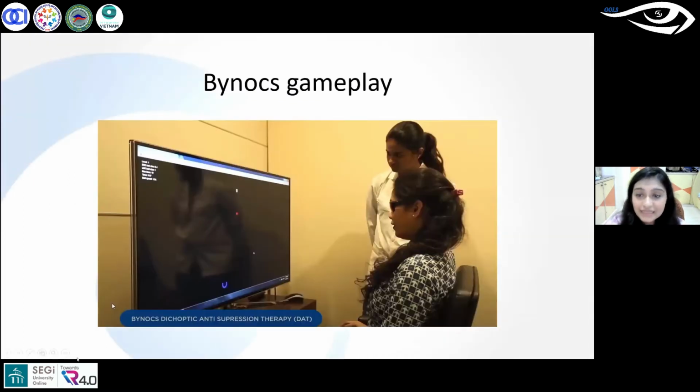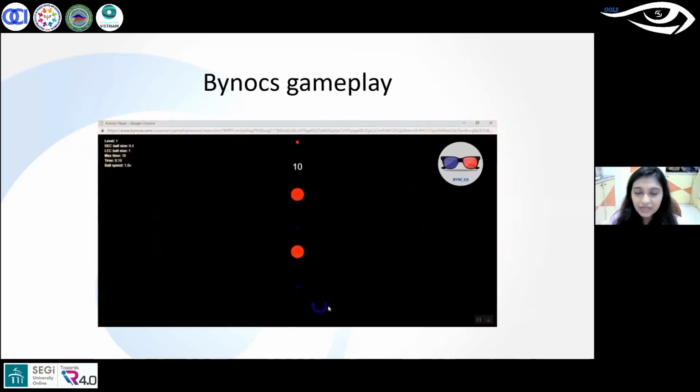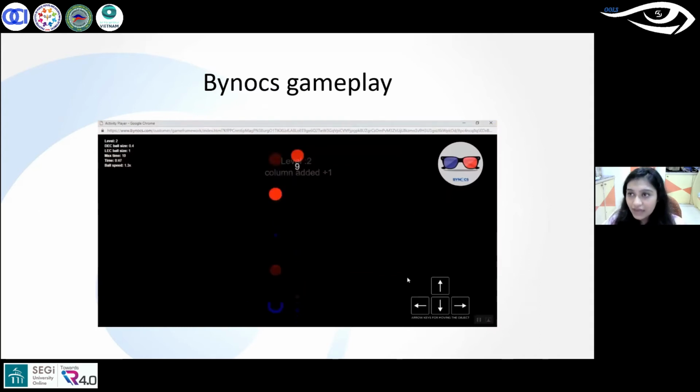Now, let's see this video of the different types of games we have in Binocs. As I said, for dichoptic anti-suppression therapy, we have different types of games. Let me show you what those games are. So this is the very first game. The patient will be wearing the anaglyph glasses on top of their correction, and they'll be playing this game. They have to catch the target. If it's the right eye that is amblyopic and seen through the red anaglyph glass, they'll catch the red target. So the activity is given to the amblyopic eye.